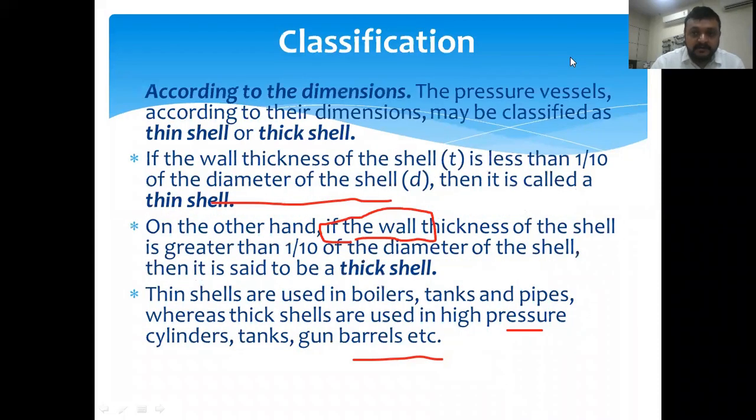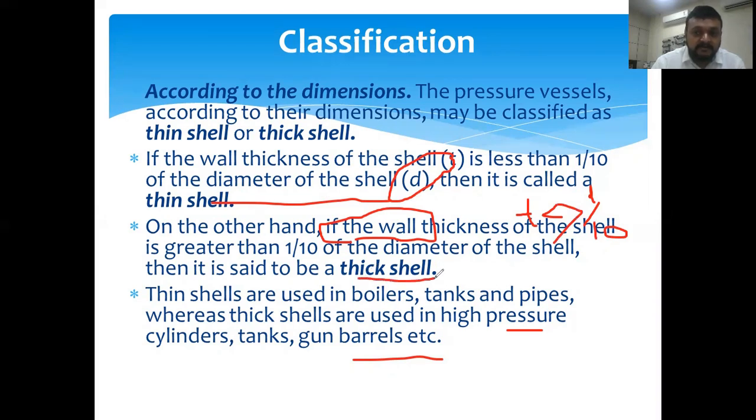Now, as we already discussed the classification of pressure vessels, you have to take the ratio of thickness versus diameter, t over D. If your wall thickness is less than 1/10 of the diameter of the shell, that is, t is less than D by 10, then it is called a thin pressure vessel, and if it is more, then it is called a thick pressure vessel.